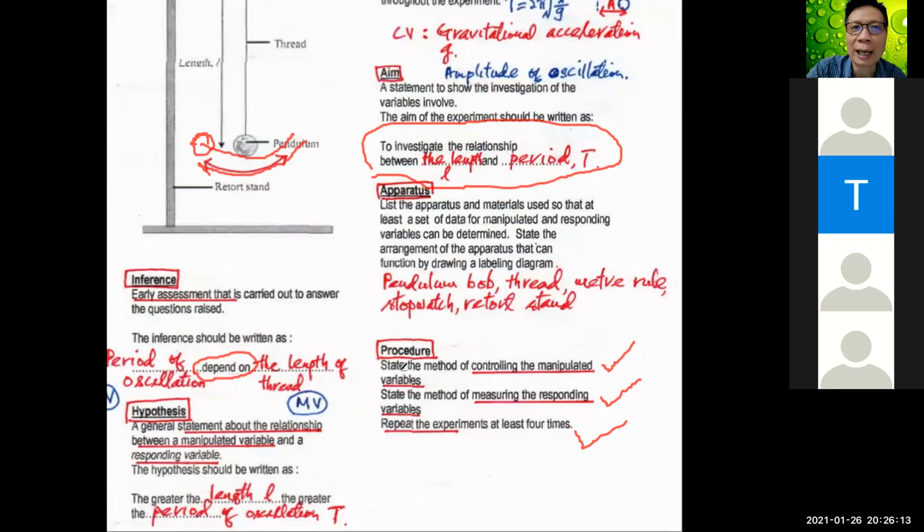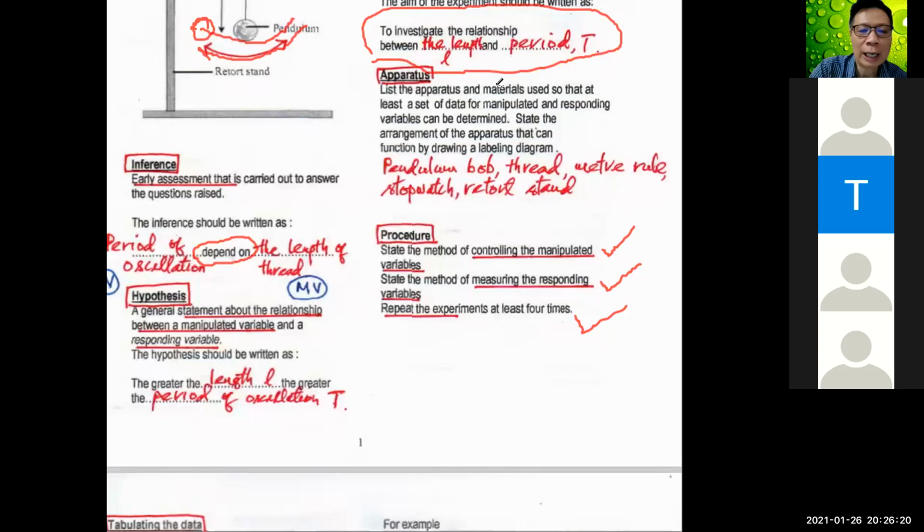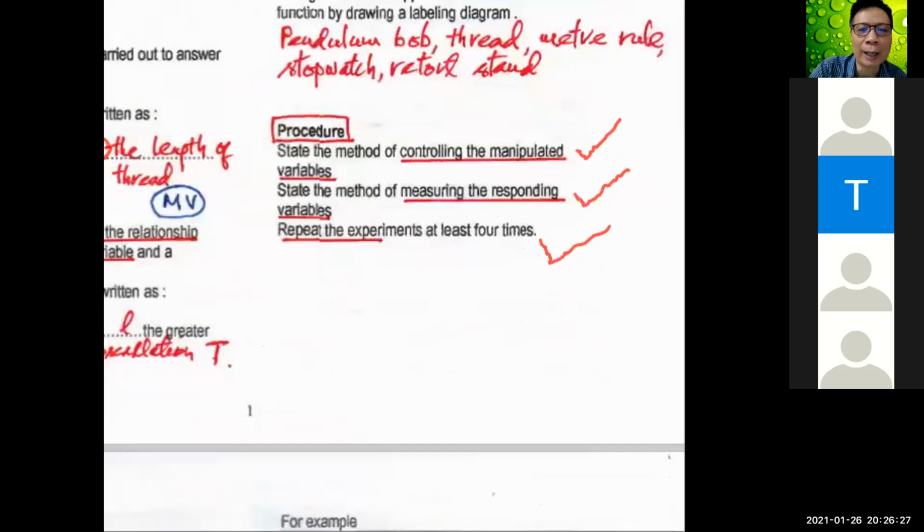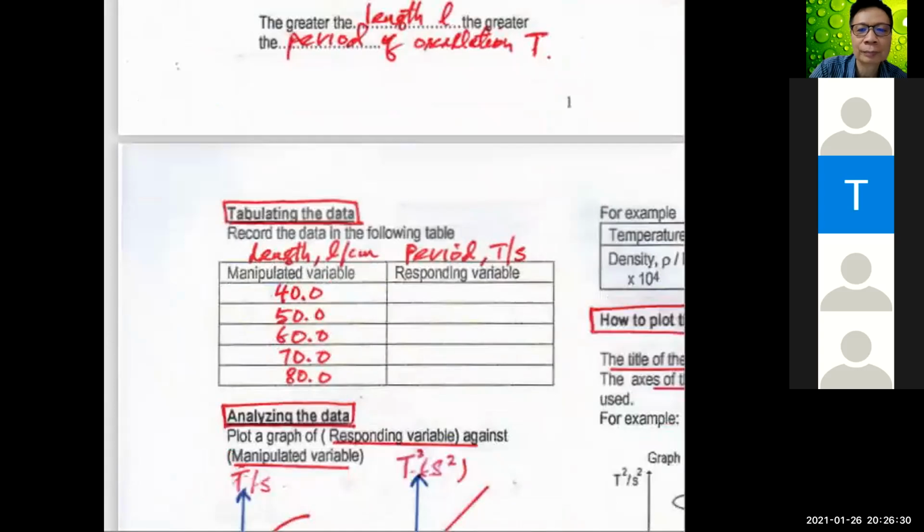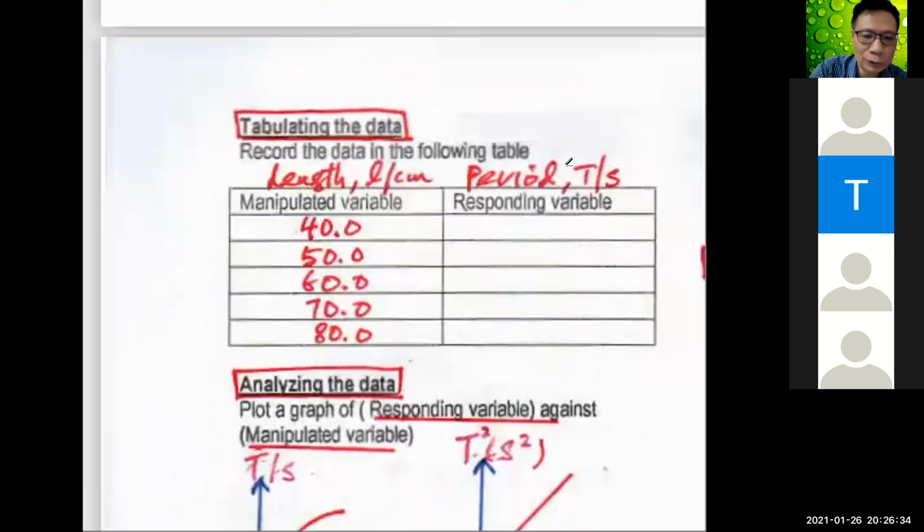Next one is of course very important. You need to record the data. Okay, tabulation of data, which means recording all the data in a table. Tabulation of data has a format, it's not done randomly. Your table must have the manipulated variable on the left side, and on the right side put the responding variable. Definitely, cannot be reversed, if you reverse it then it's wrong.